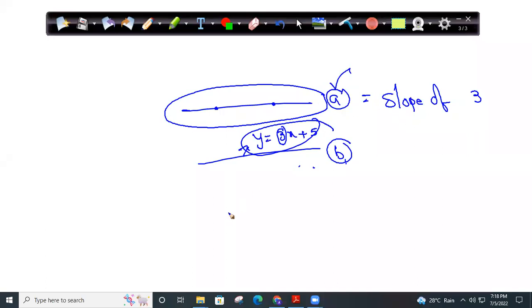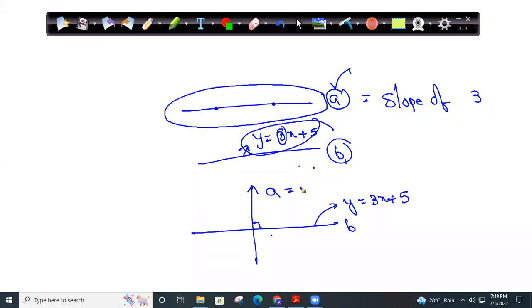Simple. Now assume this is my line A, I don't have 2 points. This is my line B, and the equation of line B is y is equal to 3x plus 5. So if the required line is perpendicular to line B, what would be the slope of line A? Negative reciprocal, or minus 1 by 3. So another way to find slope is when I know the line is parallel or perpendicular. If the line is parallel, the slope is the same. If the line is perpendicular, the slope is the negative reciprocal.